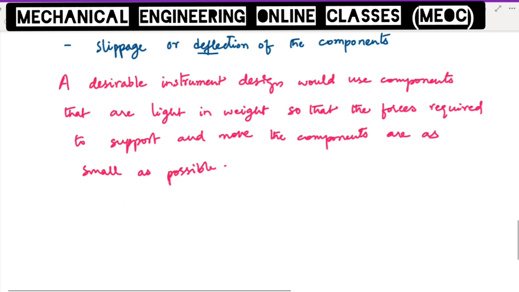A desirable instrument design would use components that are light in weight, so that the forces required to support and move the components are as small as possible. In order to keep the instrument accurate, you have to see that all the components used in the strain gauge are light in weight.